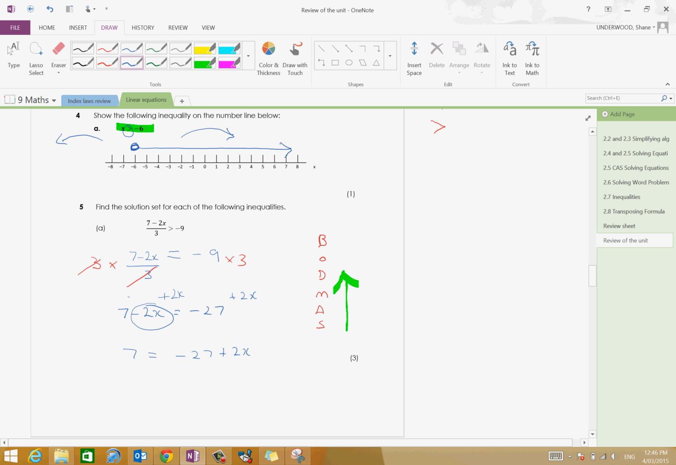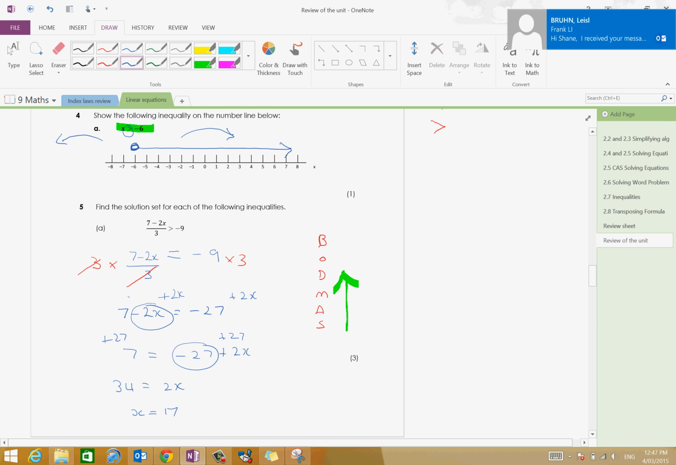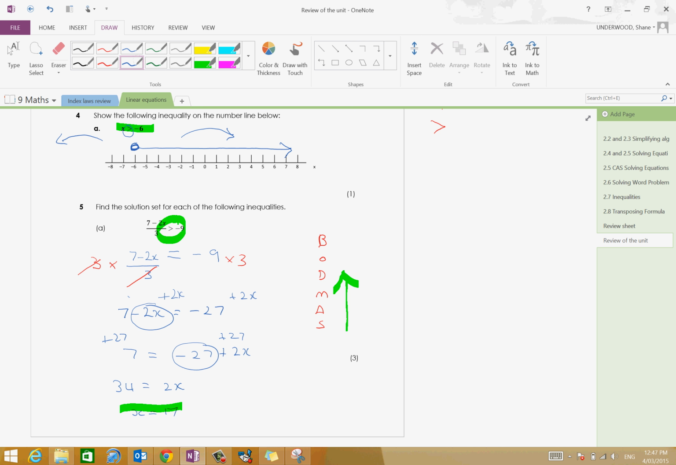Now let's get 27 on the other side. So we're going to add 27 to both sides. And if I add 27 to both sides, I've got 34 is equal to 2x. Dividing both sides by 2, we're going to get x is equal to 17. Now be careful. x isn't equal to 17. What's the inequality we're dealing with? We're dealing with a greater than sign. So now at the end, rather than x is equal to 17, we've got to go x is greater than 17. So it's really just the same as solving a 3-step problem, except this time we're dealing with inequalities.